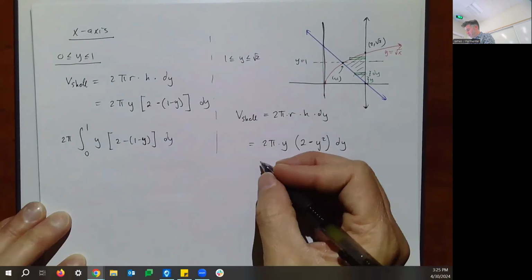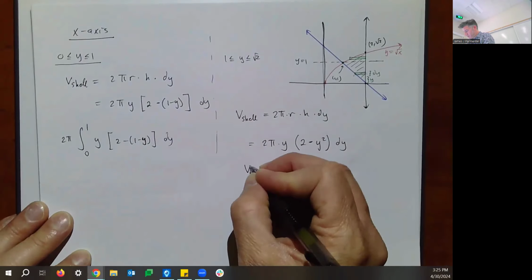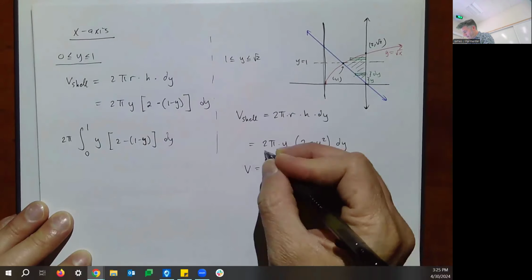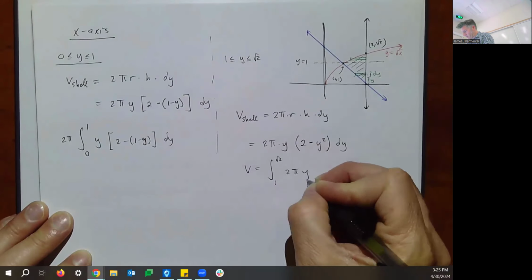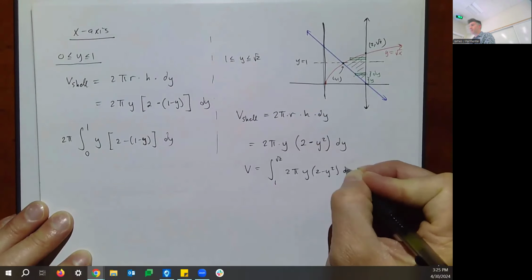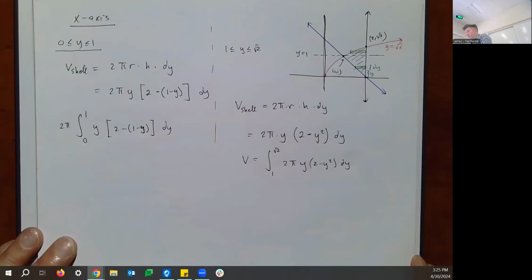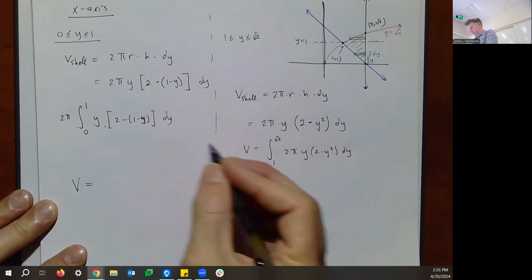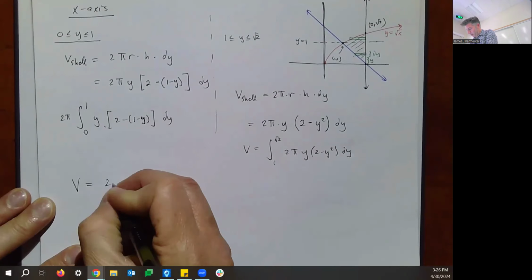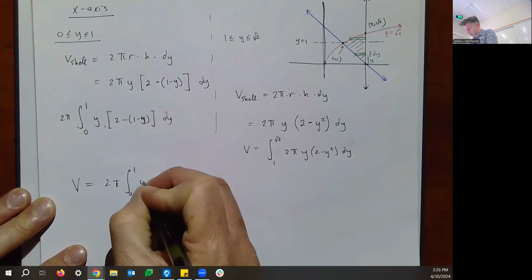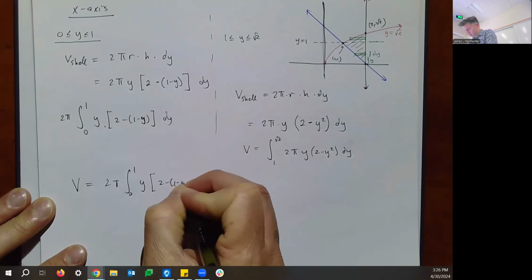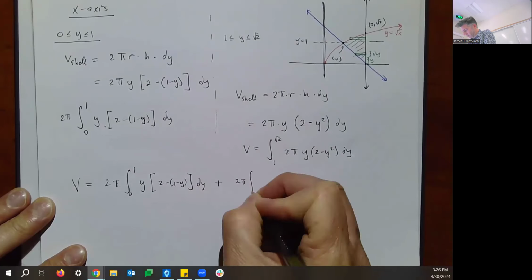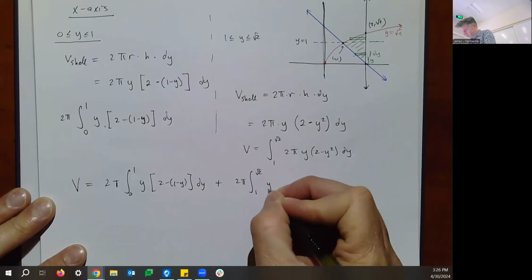And then the total volume there would be the integral from 1 to root 2 of all that: 2 pi times y times 2 minus y squared dy. And so then the total volume around the x-axis would be these integrals added together. So 2 pi times the integral from 0 to 1 of y times 2 minus 1 minus y, plus 2 pi times the integral from 1 to root 2 of y times 2 minus y squared.